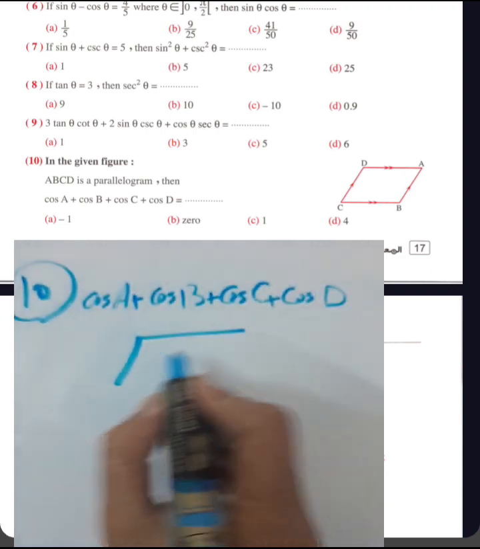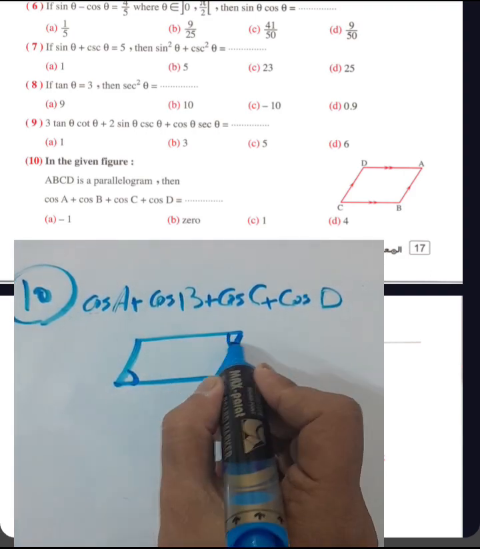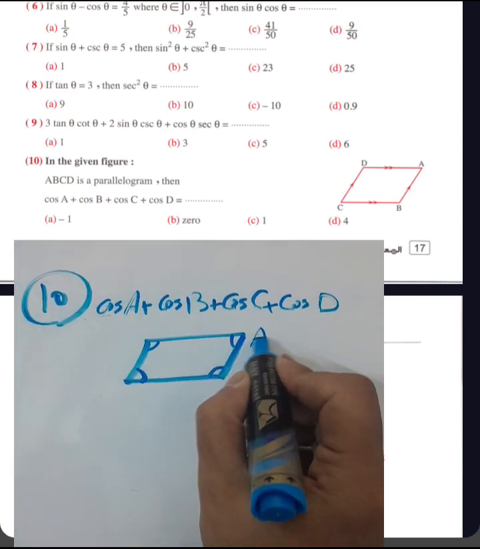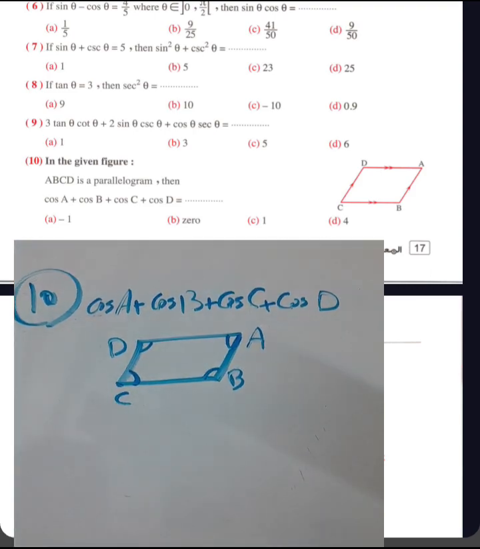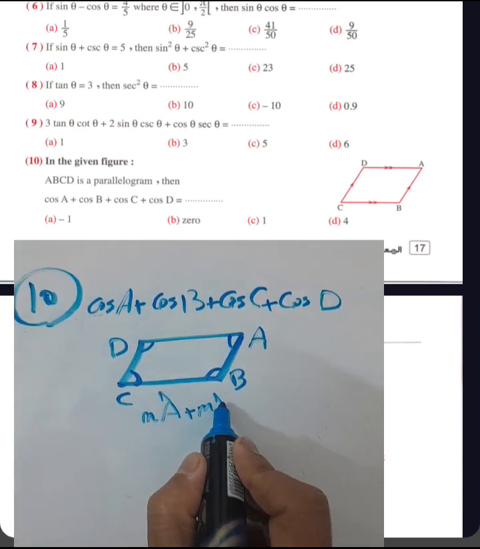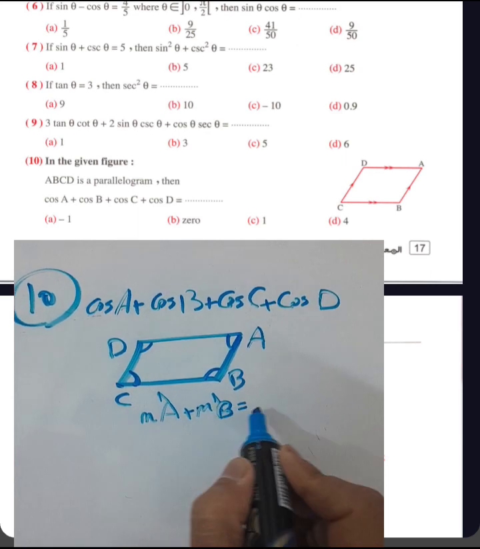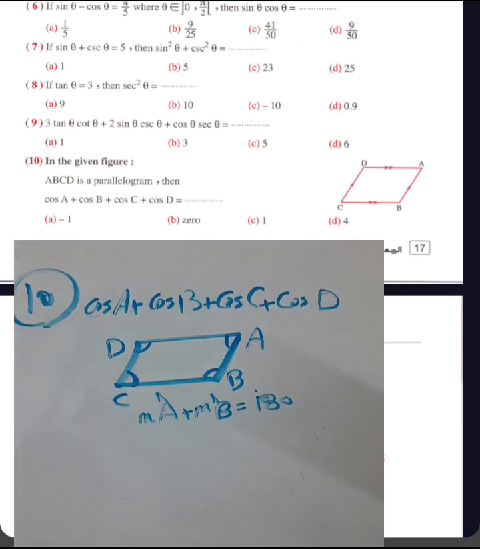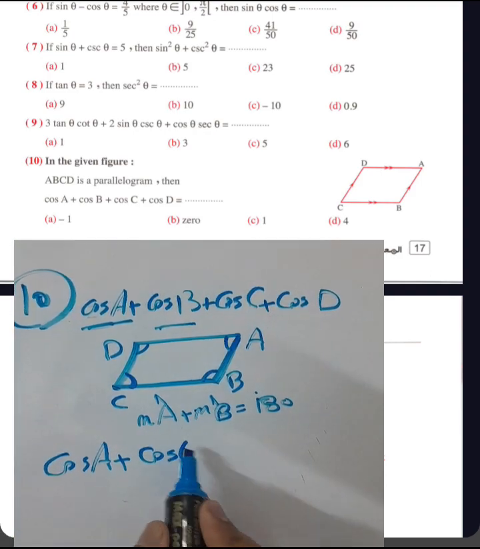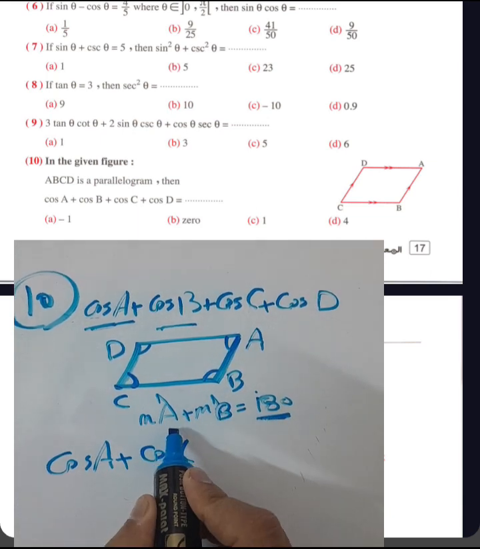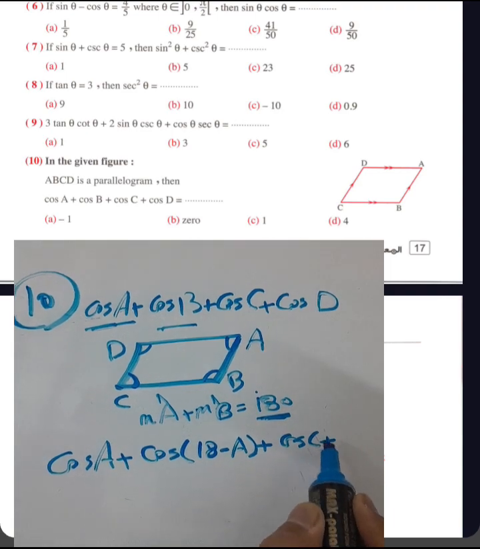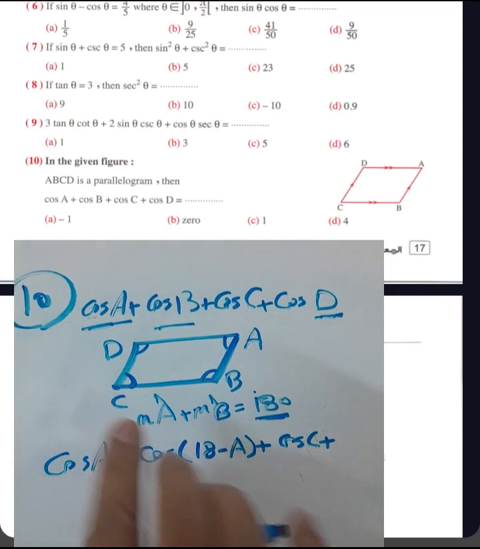We have properties about parallelogram. Opposite angles are equal in measure, and two adjacent angles sum to 180 degrees. We have A, B, C, and D, and we know the measure of angle A plus the measure of angle B equals 180 degrees. Then you can write cosine A plus cosine B, and replace B with 180 minus A. Cosine C plus cosine D, and replace D with 180 minus C.